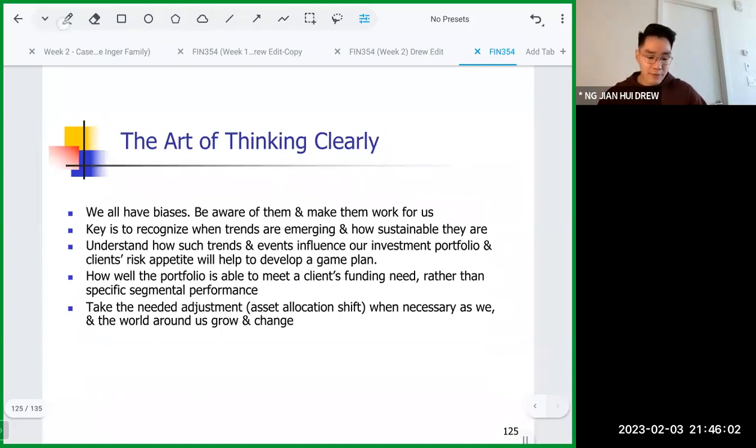Okay, so when we have bias, you need to think clearly. You need to make sure that you're not influenced by it, and first of all, you need to recognize that you are biased, so that you are not influenced, all right?